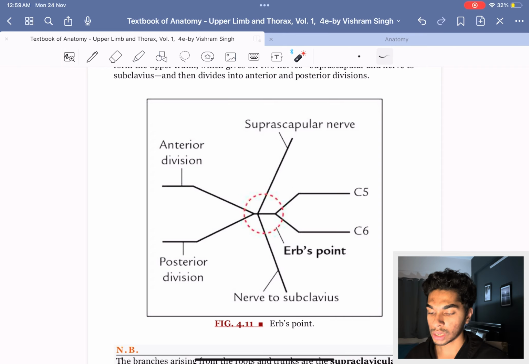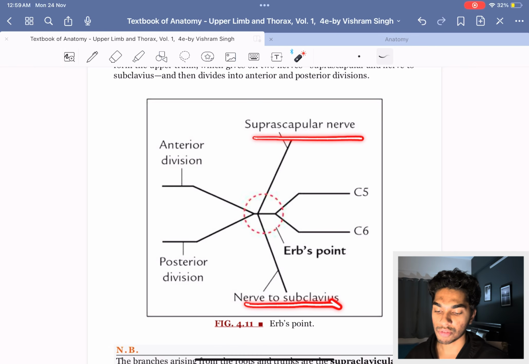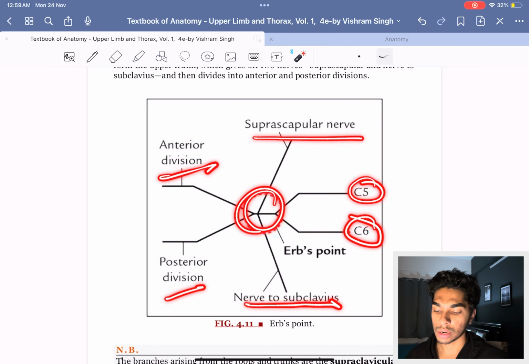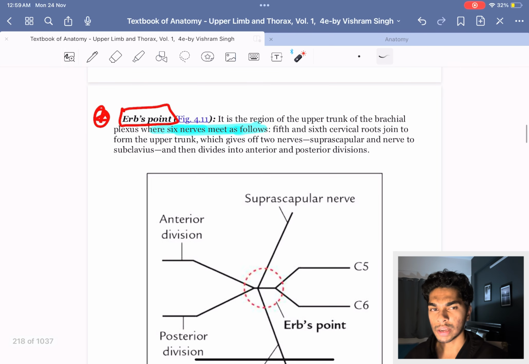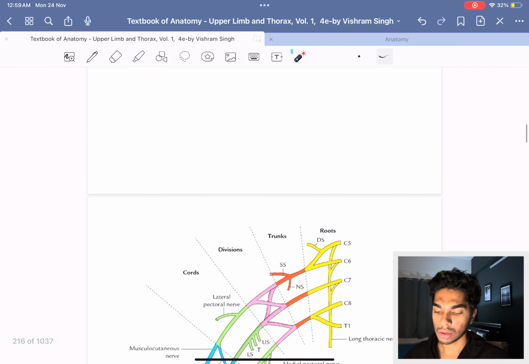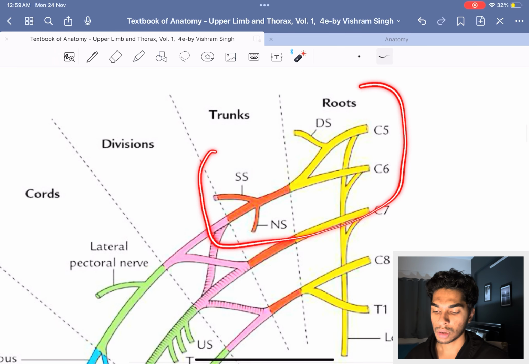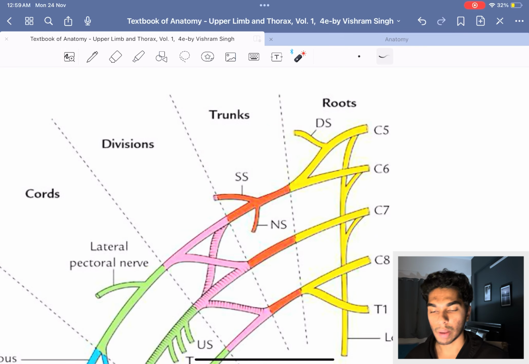So as you see, this is suprascapular nerve, nerve to subclavius. This is C5, C6, anterior division, posterior division. This is the meeting point. Somewhat familiar, right? I mean, you've seen this somewhere, right? Absolutely correct. I've seen it here. This is your Erb's point present here.